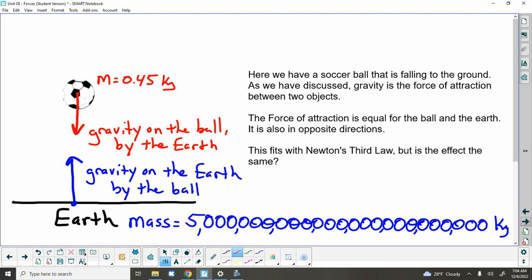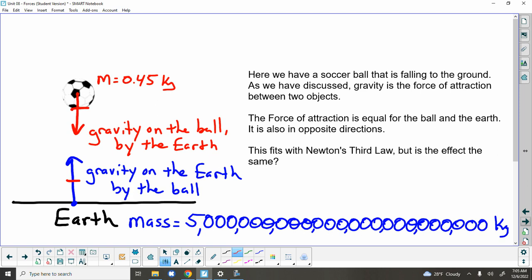But the force of attraction happens for both objects. So as far as the earth is concerned, there's gravity being imparted on the earth by the ball. So we have the interaction between the soccer ball and the earth. We have an equal amount of force. The force of gravity on the ball is the same as the force of gravity on the earth, and the ball gets pulled down and the earth gets pulled up.